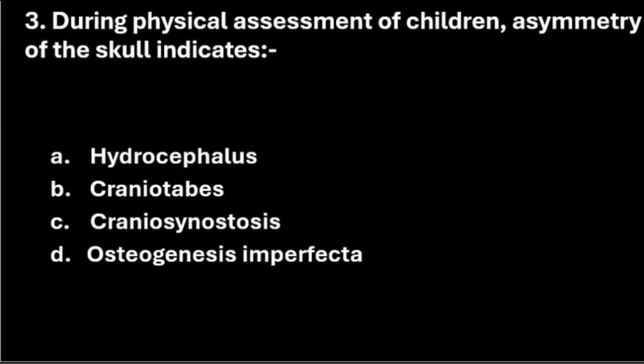Next question. During physical assessment of children, asymmetry of the skull indicates option A hydrocephalus, option B craniotabes, option C craniosynostosis, and option D osteogenesis imperfecta. Let us see the right answer. The right answer here is option C, craniosynostosis.